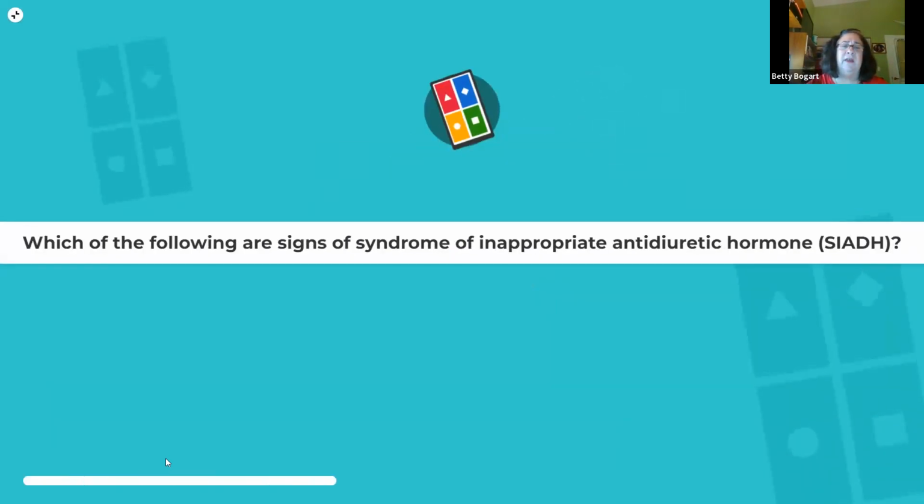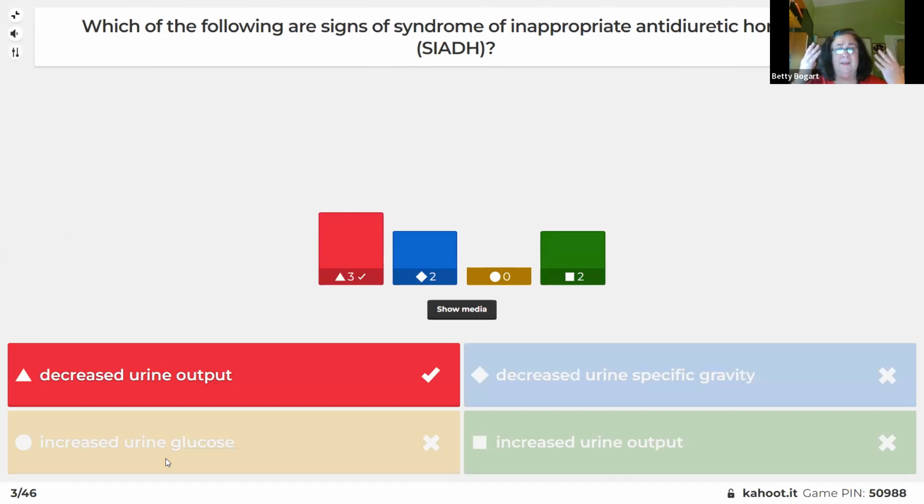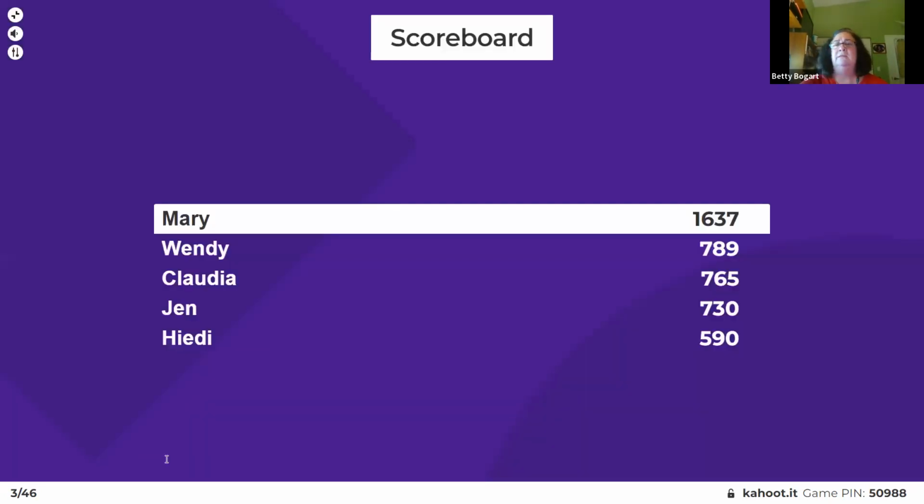Which of the following are signs of syndrome of inappropriate antidiuretic hormone? What would you see with a child who has inappropriate antidiuretic? Very clearly again, against diuresis, what would you see? You're not going to see any urine, right? Antidiuresis, against urine output, decreased, okay? Just think about the words, what they're saying.